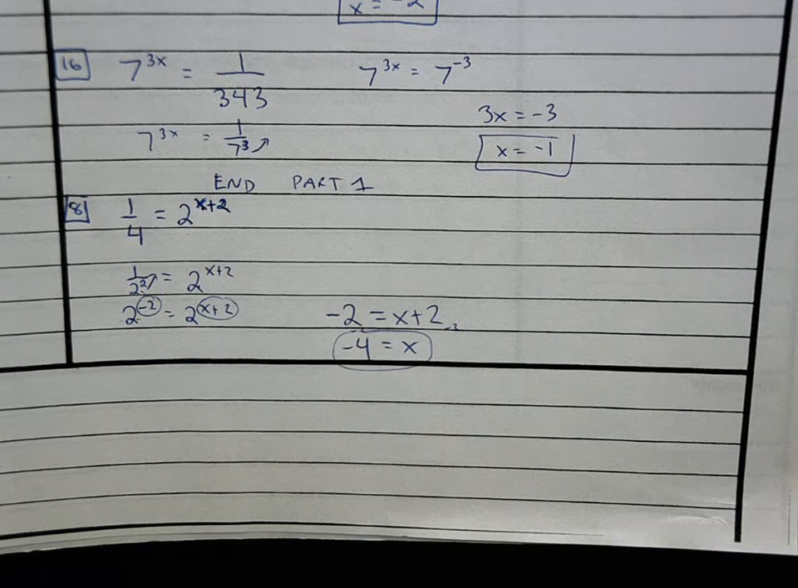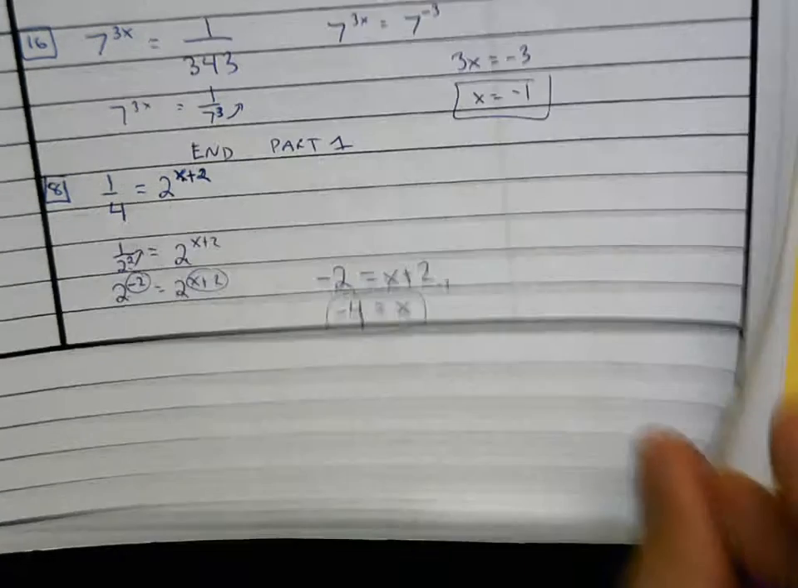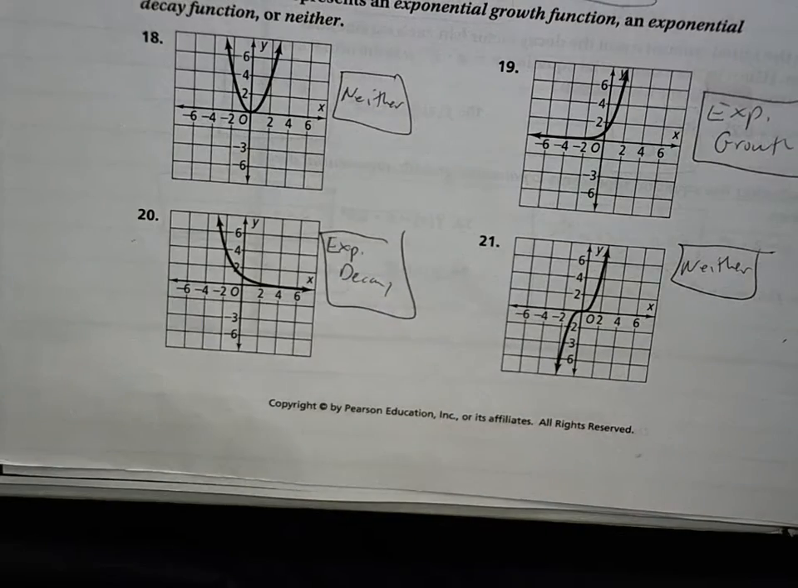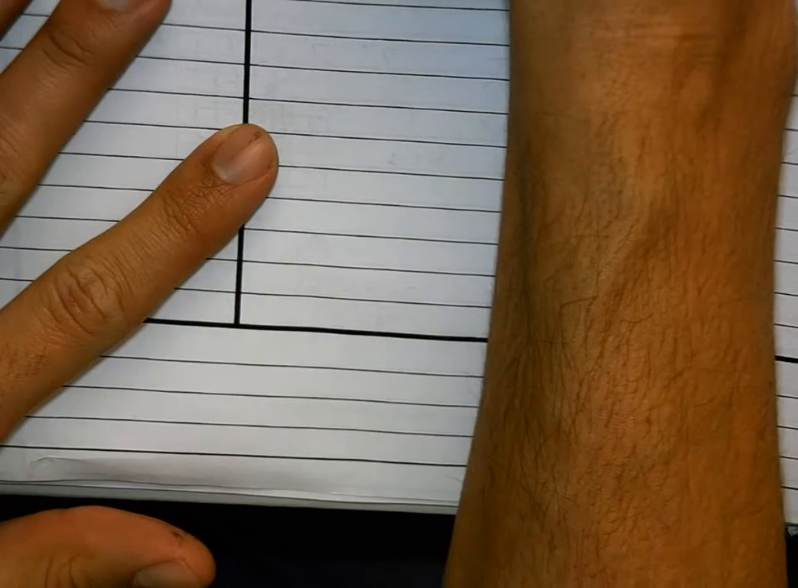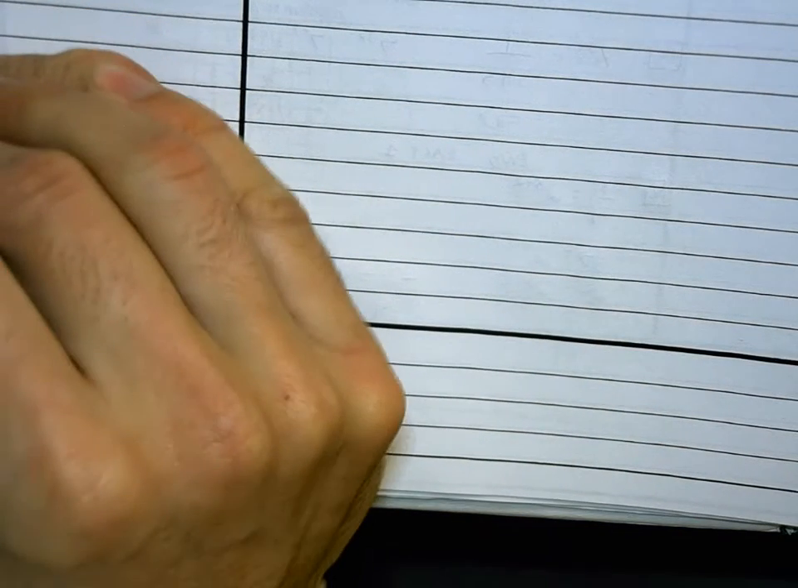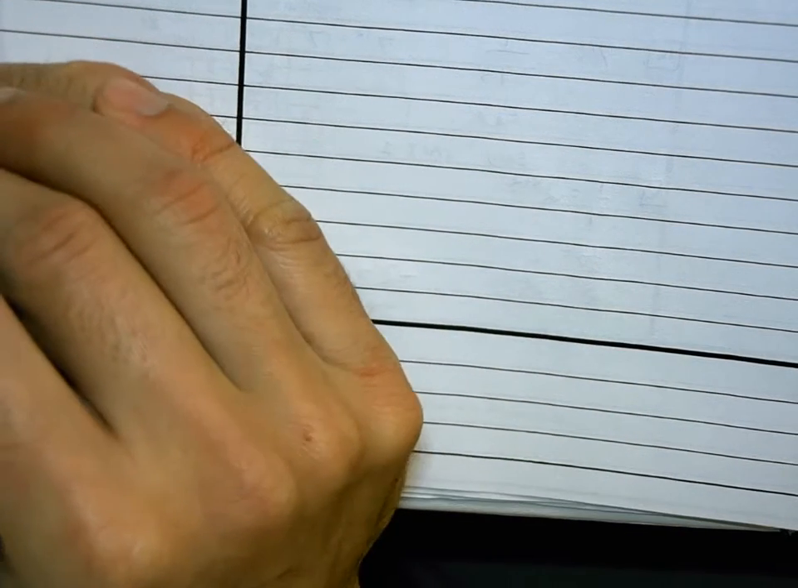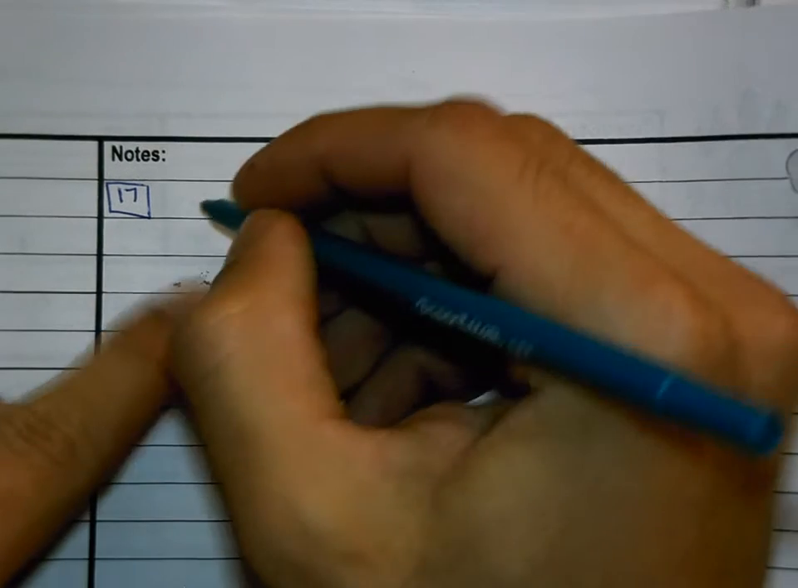Okay, I'm going to flip my paper over and go to the back side of this thing. And this is going to look like number 17. And you can't see that, I just realized. And number 17 looks like this.